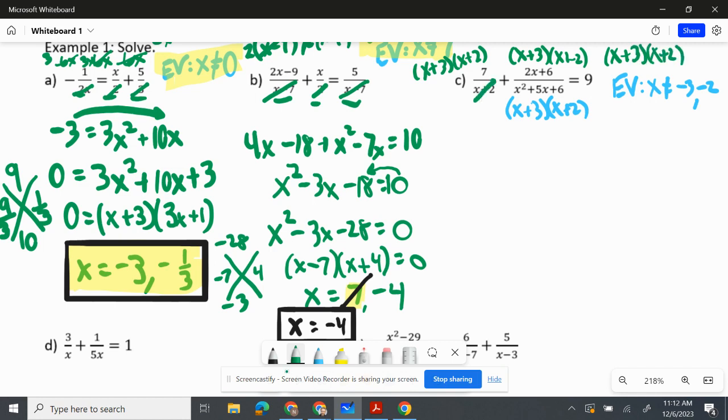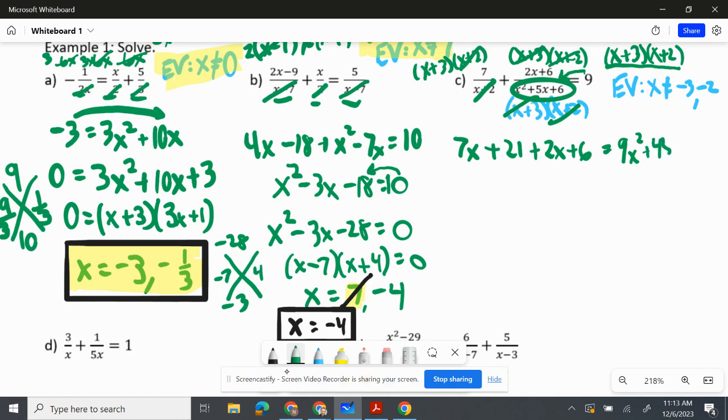So the x plus 2's cancel. 7 times x is 7x. 7 times 3 is 21. Here, the x plus 3 and the x plus 2 cancel, so I bring down the 2x plus 6. Here, I'm going to multiply the 9 by the x plus 3 and the x plus 2. If you remember from just earlier, that was this right here. So basically, I'm going to multiply the 9 by that trinomial, and I get 9x squared plus 45x plus 54.